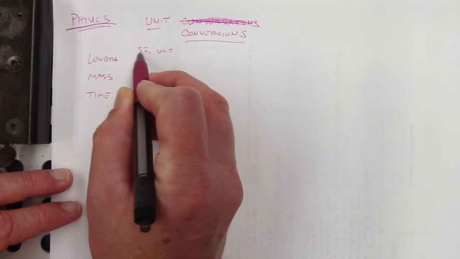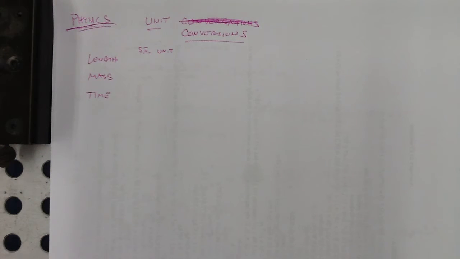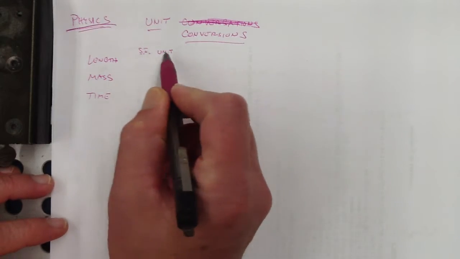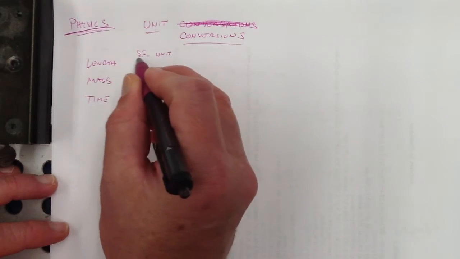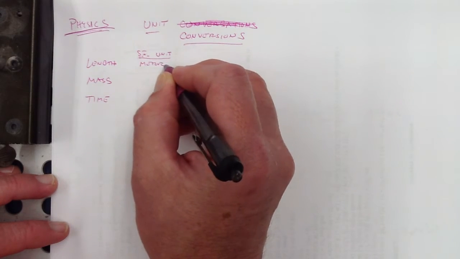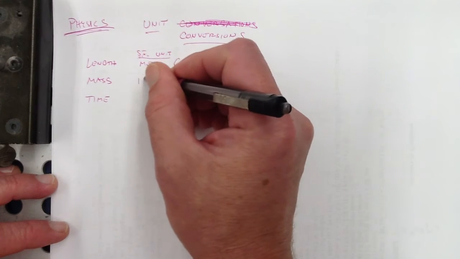If you're wondering why the letters are backwards, why isn't it IS units if it's International System? It's because it's from the French. That's where the International Bureau of Weights and Measures is located, I think somewhere in or outside Paris. And in France, instead of saying international system, they say Système International. So that's why it's SI units. So for length, the SI unit is the meter, which we abbreviate with a small m. For mass, the SI unit is the kilogram.